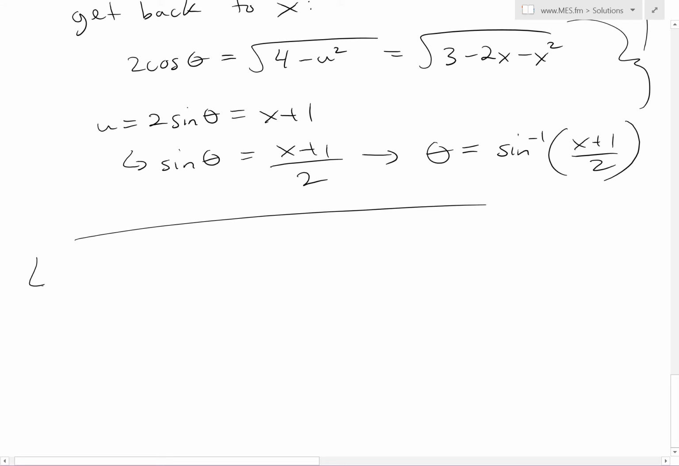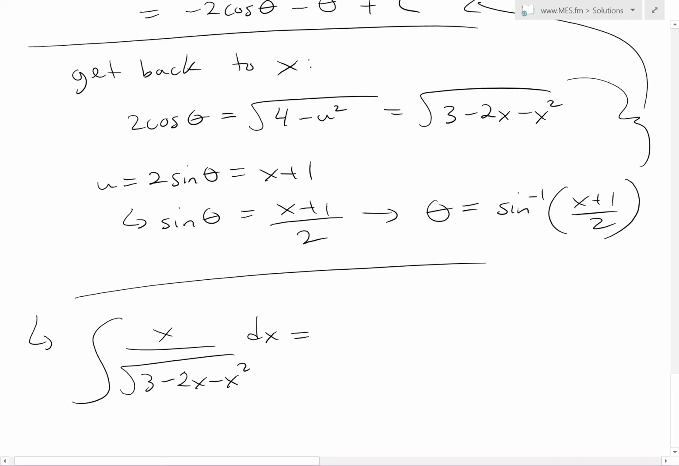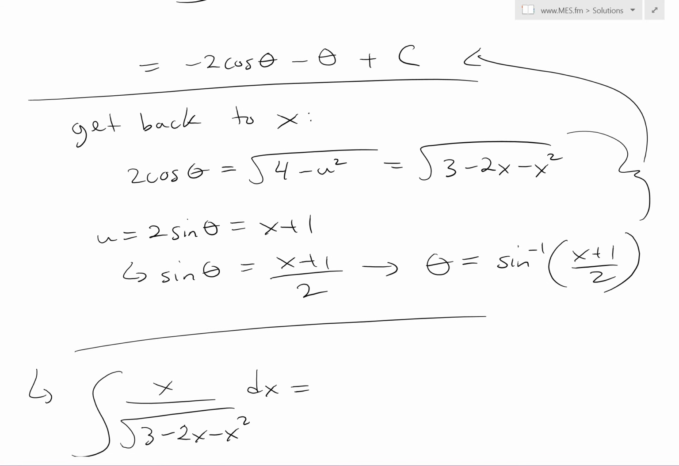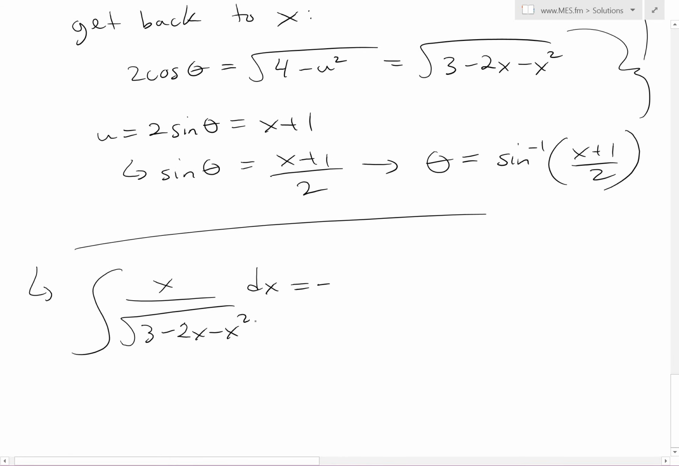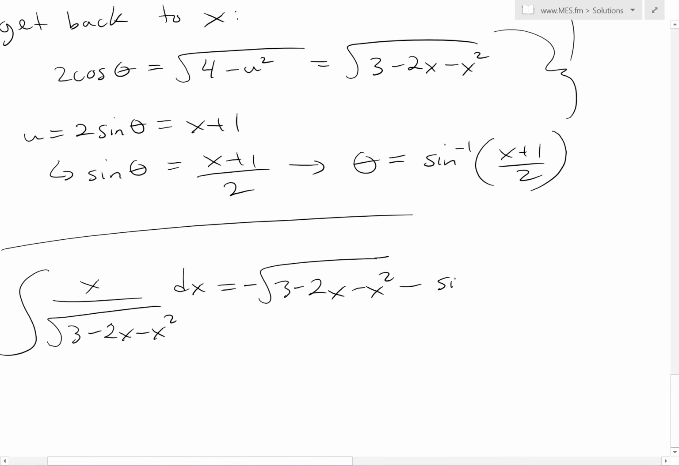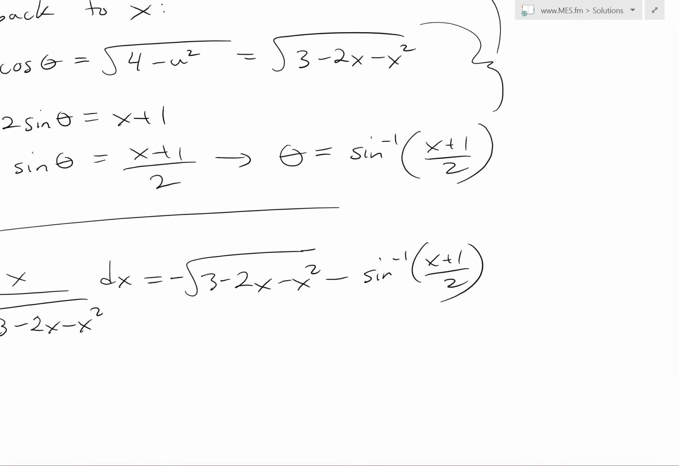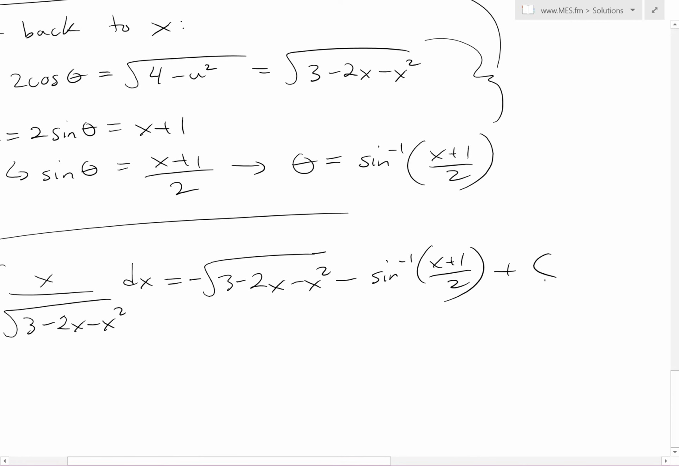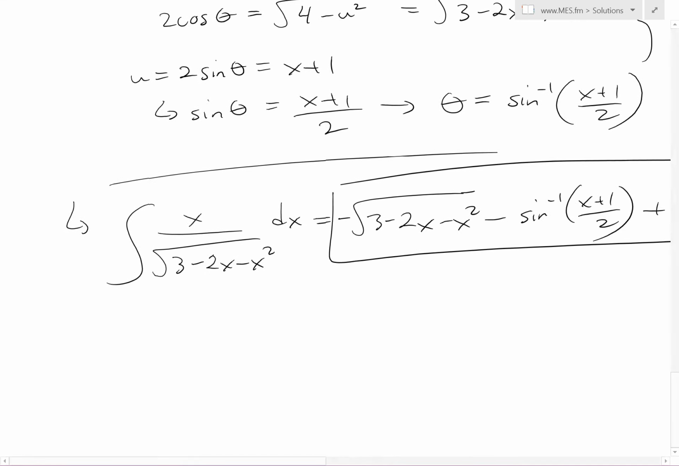So plugging those in, we finally get the integral of the square root of 3 minus 2x minus x squared, dx, is equal to negative of this 2 cosine theta, which is negative of this right here, the square root of 3 minus 2x minus x squared. Then we subtract this theta, which is just inverse sine of x plus 1 over 2, and then plus the constant c. So there is our answer.